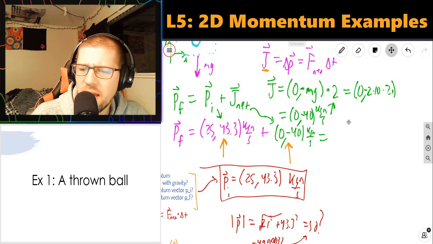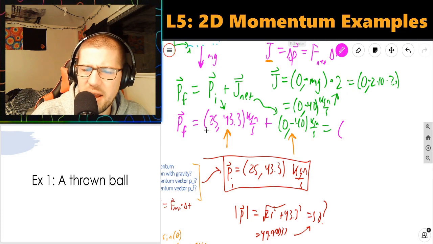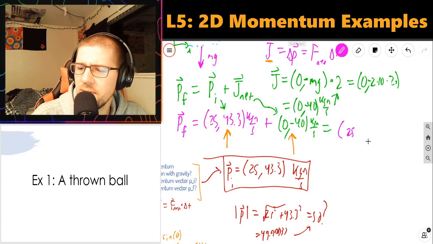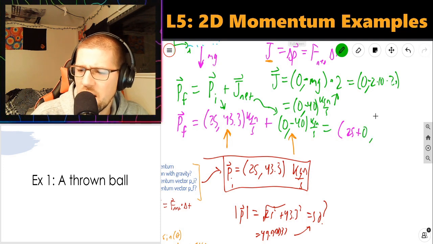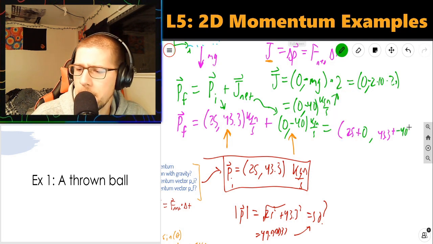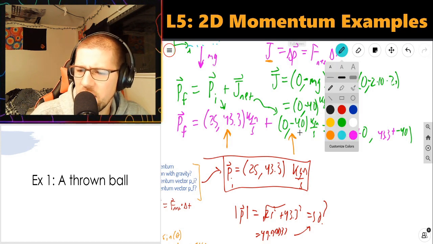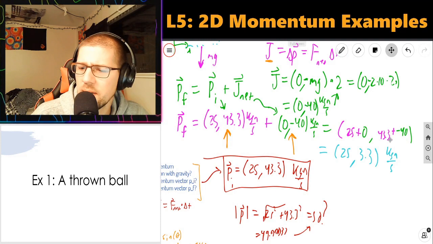So I add up my vectors. How do I add vectors? I add them up component-wise. So the final momentum is going to be 25 plus 0, comma, 43.3 plus negative 40. All right, and what I get out at the end is 25, comma, 3.3 kilogram meters per second.